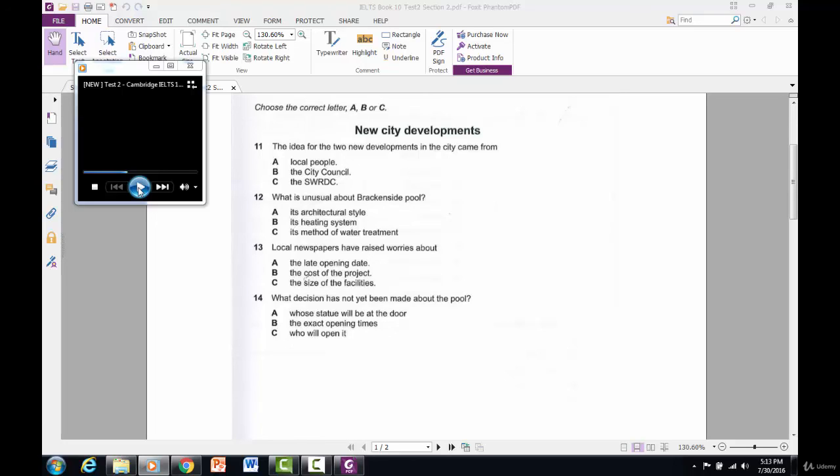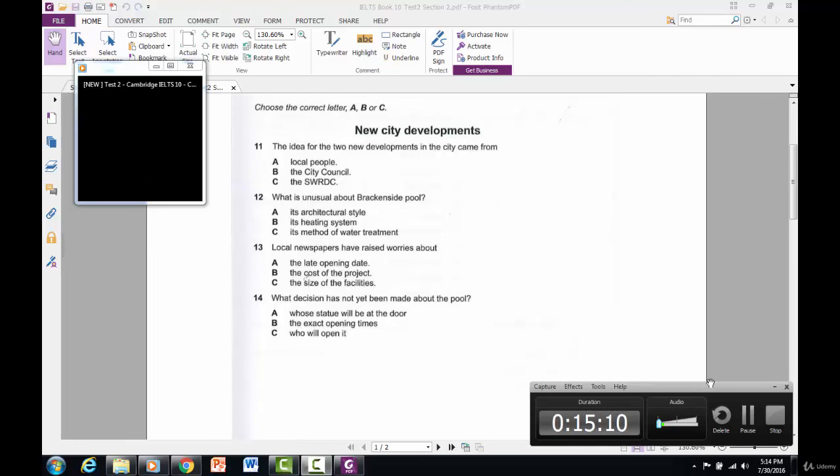This strategy that I'm teaching you about how to answer these multiple choice questions applies throughout the whole test. It's the same way for section 3. It's the same way for section 4. The only difference is the language gets more difficult.